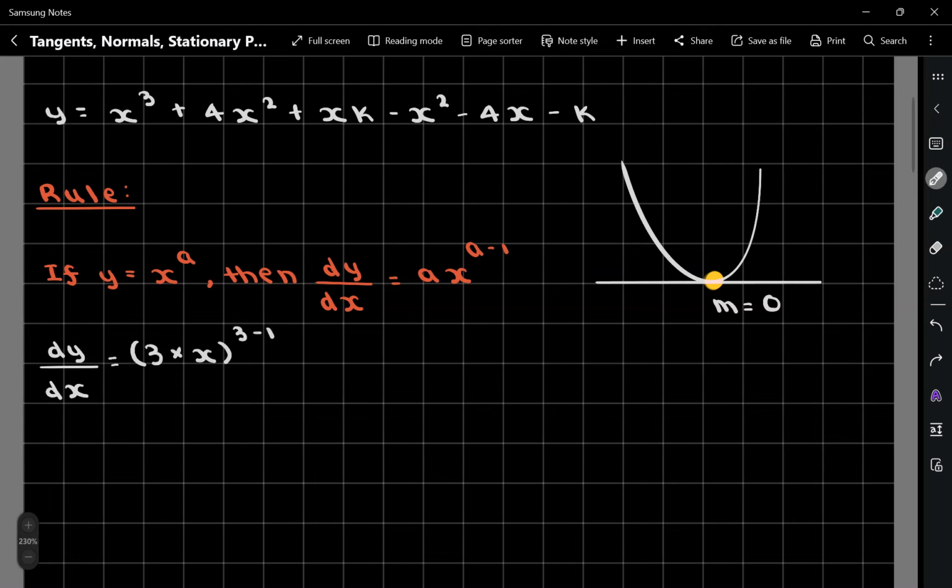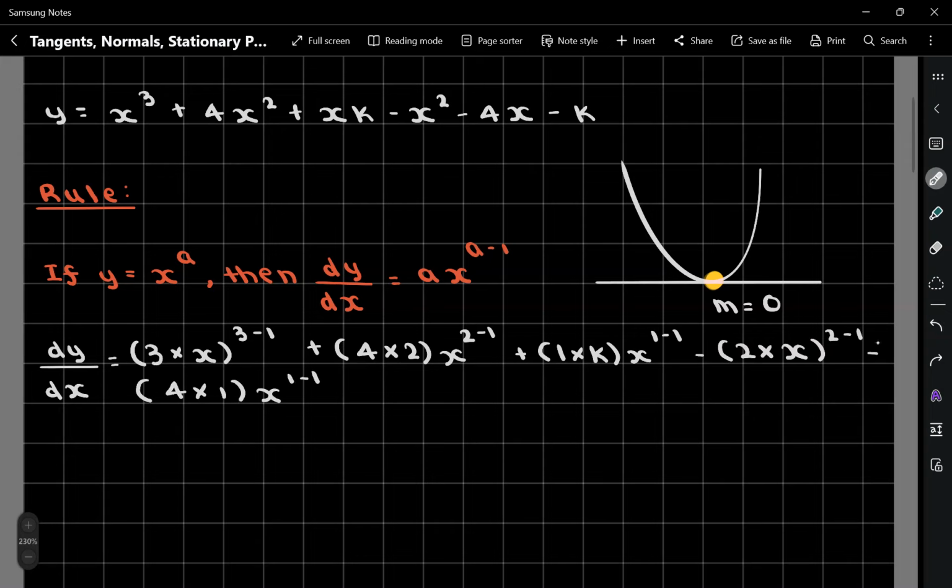So 3 times x to the power of 3 minus 1, plus 4 times 2 x to the power of 2 minus 1, plus 1 times k x to the power of 1 minus 1, minus 2 times x to the power of 2 minus 1, minus 4 times 1 x to the power of 1 minus 1, minus k times 0 x to the power of 0 minus 1. Because over here, when I say k, I actually mean k x to the power of 0, because x to the power of 0 is equal to 1.